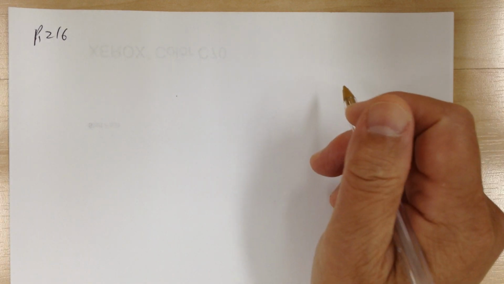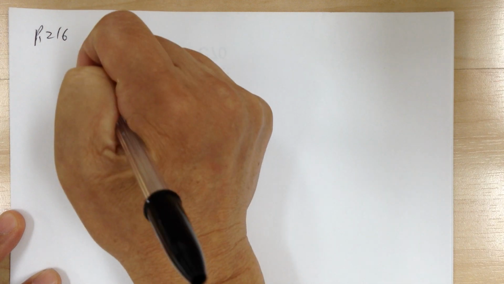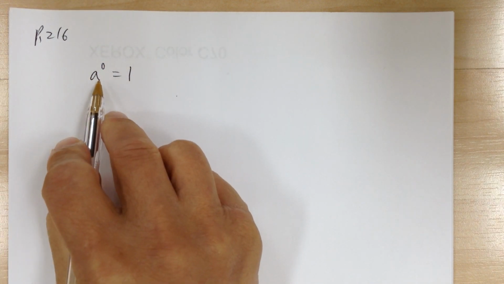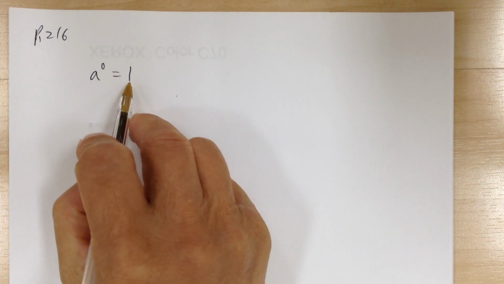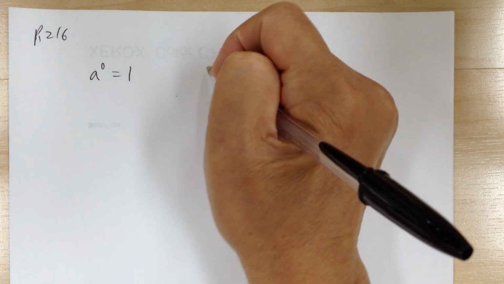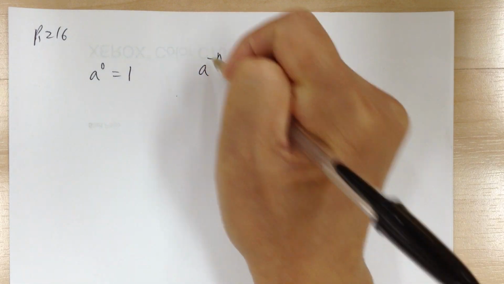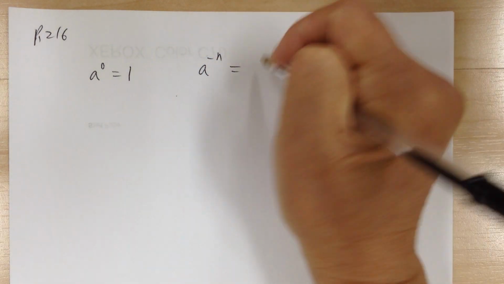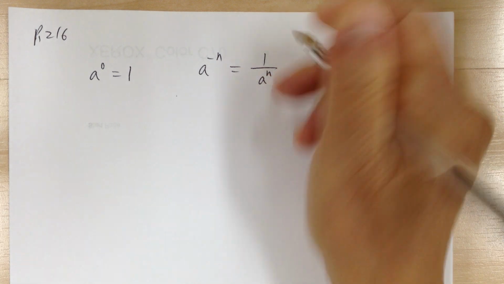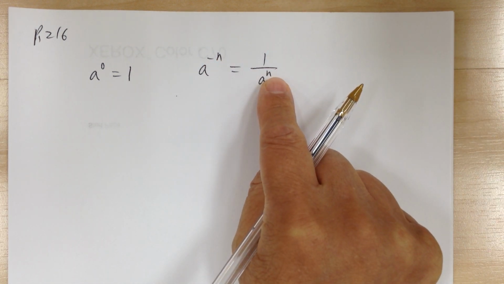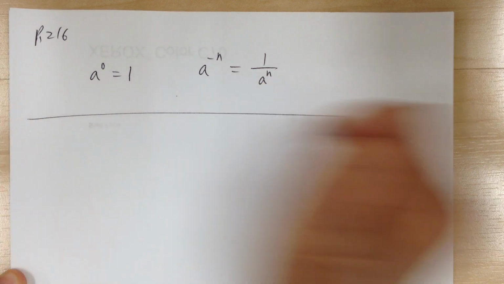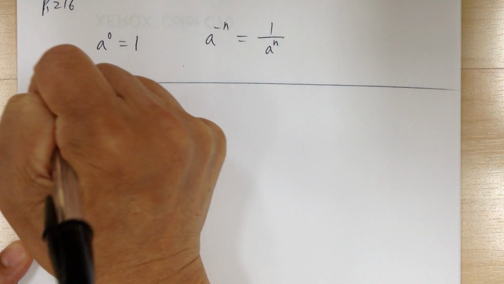Okay. So over here the rule is if you have a to the 0 power, it is equal to 1. So again, when you have any base other than 0 raised to the 0 exponent, it means it's 1. And when you have a negative exponent, it means reciprocal, so this is equal to 1 over a to the n. So again, negative exponent means reciprocal. Just flip it over. Now let's go over some examples.